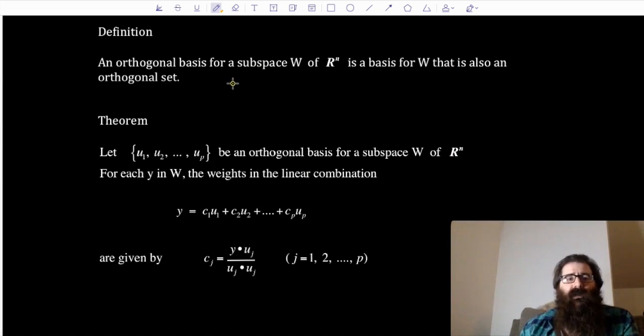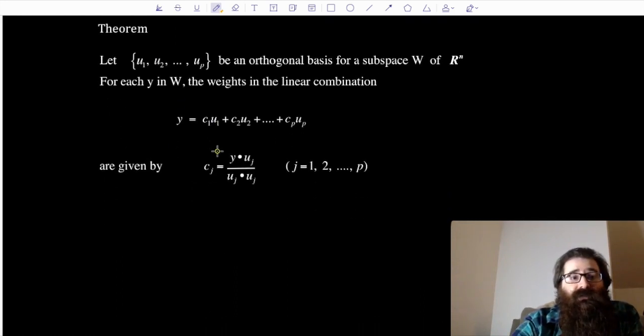So the definition: an orthogonal basis for a subspace W of R^n is a basis for W that is also an orthogonal set. So we have a nomenclature we can use. If I have a basis that is an orthogonal set, we can call it an orthogonal basis for a subspace. And we have a very nice theorem here.